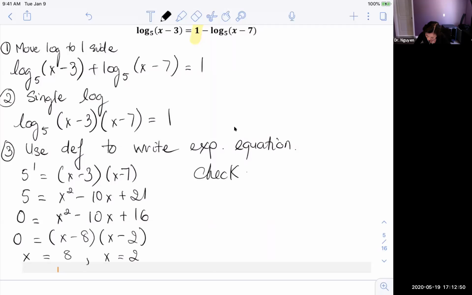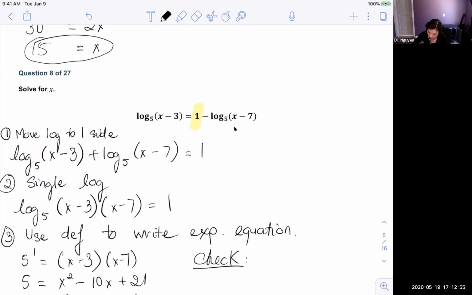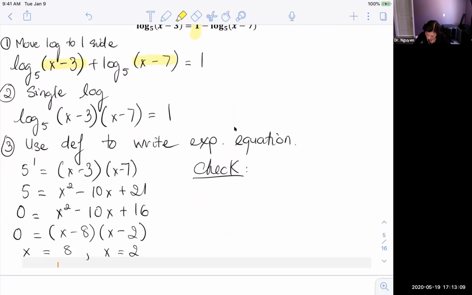Now, if I go back and plug into the original equation, right here, or even here, you're going to get a negative number. If you put 2 in there, 2 minus 3 is negative 1, 2 minus 7 is negative 5. So you do not want to keep 2. Make sure you plug it in. If I plug in right here, I'm going to get a negative number, a big no-no. So make sure you cross out. The only solution we have is x equals 8.